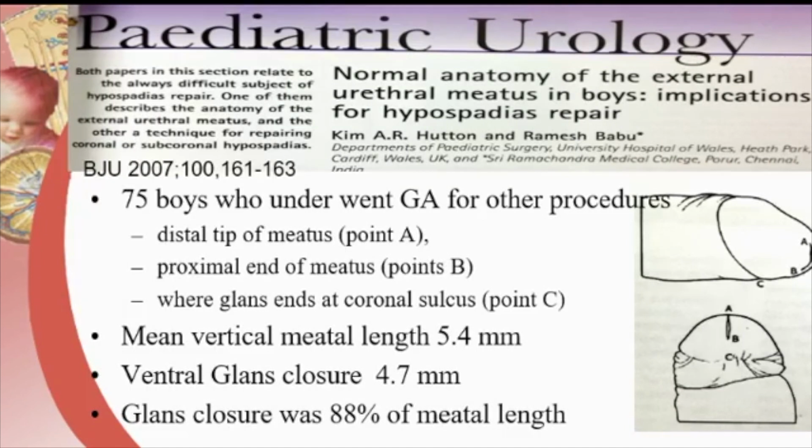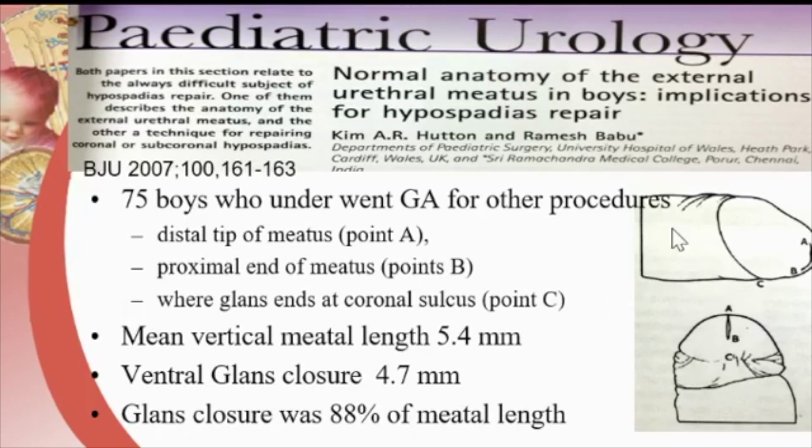So we looked at the normal anatomy of boys without hypospadias. We published it in the British Journal of Urology in 2007. One thing which we noticed is that in normal patients, the meatus is a ventral structure. So if you look from the dorsum, you don't see the meatus. If you look from the ventrum, you see the meatus. So it's not like a gun where the opening is at the tip, but it is like a slit in the ventral aspect. And we felt that there are some proportions here.